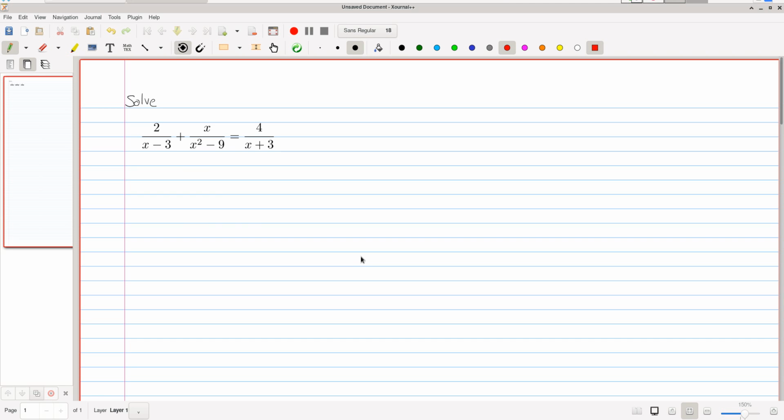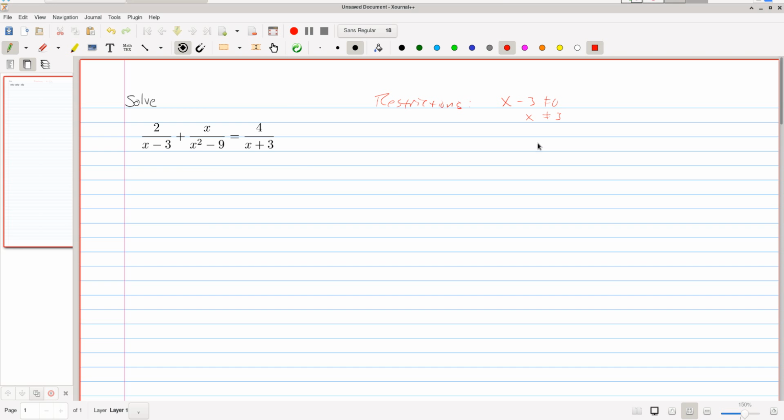Solve for x, given the equation 2 over x minus 3 plus x over x squared minus 9 equals 4 over x plus 3. Let's first identify any restrictions. For this, we want to note that we can't divide by 0. So we need to make sure that our first denominator, x minus 3, is not 0. So if we solve this for x by adding 3 to both sides, we know that x can't equal 3.